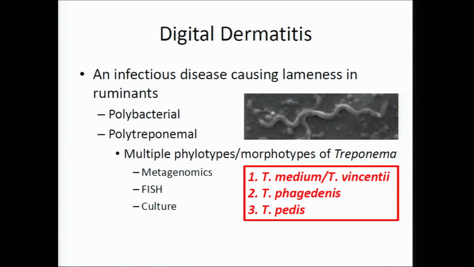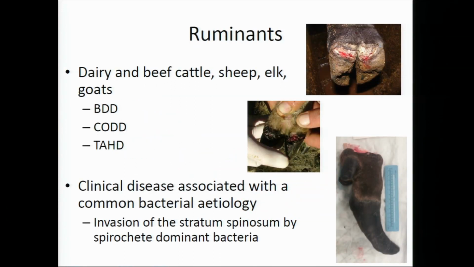Typically when we culture, we get one of three groups: those that belong to Treponema medium, Treponema vincentii-like organisms, Treponema phagedenis, or the more recently described Treponema pedis. We see this disease in different ruminants. It was originally described by Cheli and Mortellaro in 1974 in dairy cattle, and here we see a classic M2 lesion, a very circumscribed, moist, ulcerative lesion.